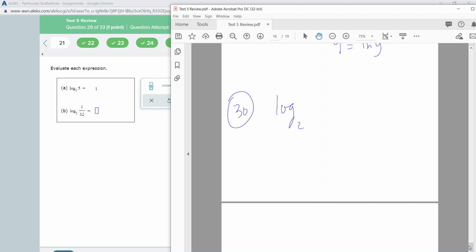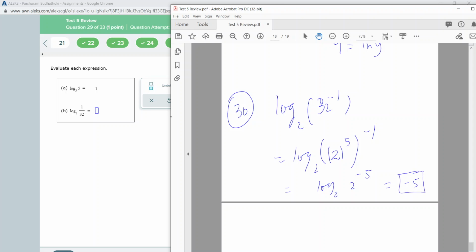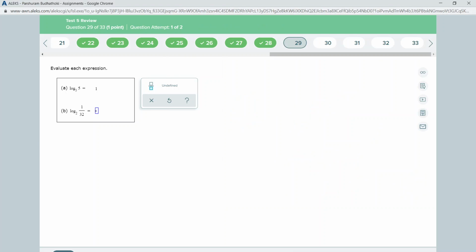Log base 2, I can rewrite that 1 over 32 as 32 to the power negative 1. And I can change that 32 as 2 times 2 times 2 times 2 times 2, which is 2 to the power 5, to the power negative 1. So basically it's log base 2 of 2 to the power negative 5, because the log has the base 2 and there is a 2 to the power negative 5. They are inverse of each other. Eventually you are going to get negative 5. So it will be negative 5.